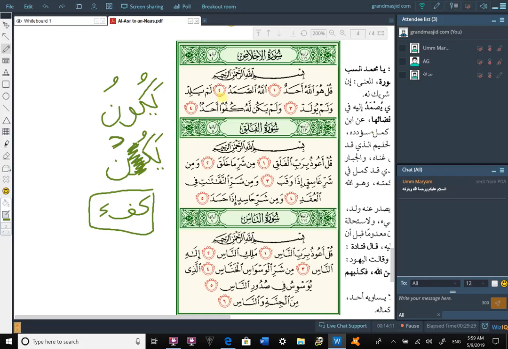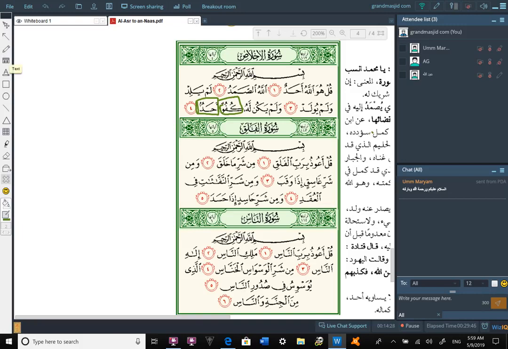Kufuwan is the khabar of kana, mansub, and ahad is the ismu kana, delayed, meaning there is not anyone, ahadun, who is similar or comparable or compatible with him. We use the word compatible when we're talking about marriage. Wa lam yakun lahu kufuwan ahad.